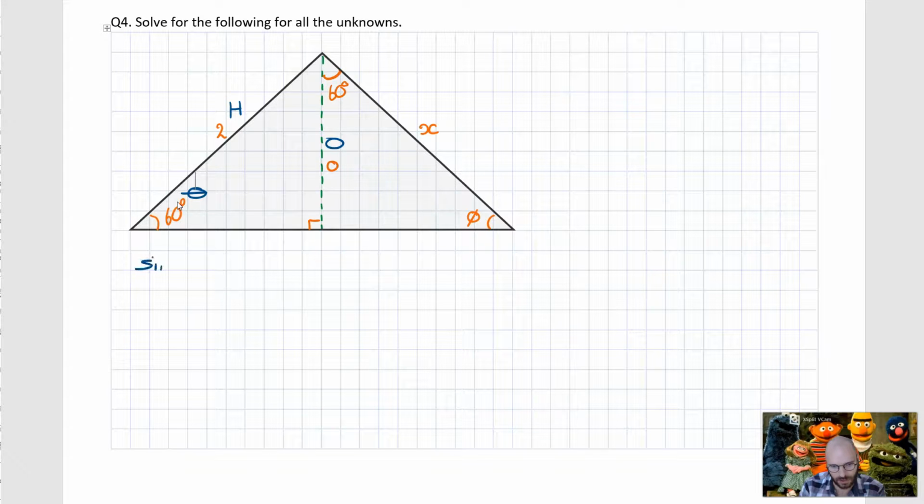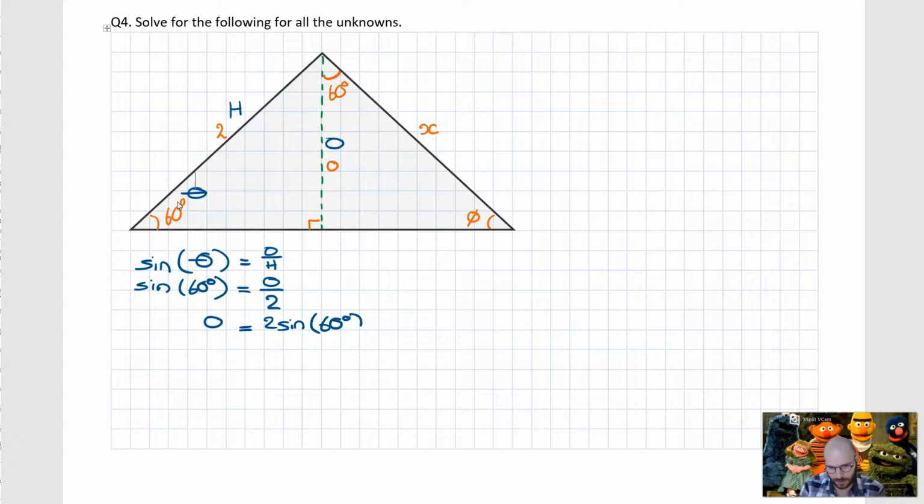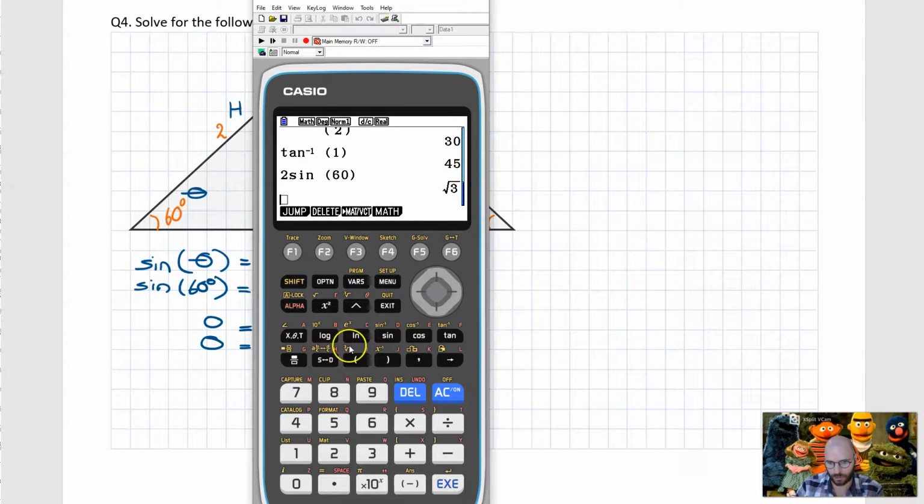So we're going to start off with the sine ratio. Sine theta equals opposite over hypotenuse. Then subbing in the values, we get sine of 60 degrees is equal to the opposite over 2. Now we're trying to find the value of O. So we're going to multiply both sides by 2, which will yield 2 sine 60 degrees. Now 2 sine of 60 degrees, we bring our calculator up. We get root 3, or roughly 1.73.